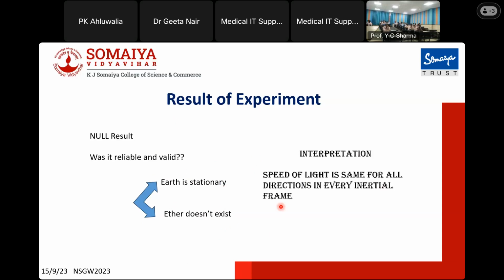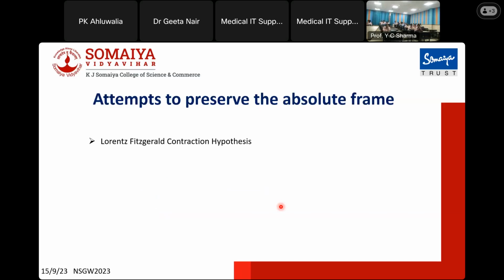This experiment was repeated over a period of some 50 more years after that, and now it is confirmed that ether doesn't exist. But still, the scientific community was not very ready to accept it, because accepting an idea which is quite different is very difficult. So many attempts were made to preserve the concept of a preferred ether frame of reference. Some of these were the Lorentz-Fitzgerald contraction hypothesis and the ether drag hypothesis.